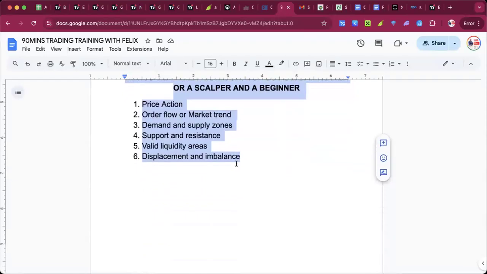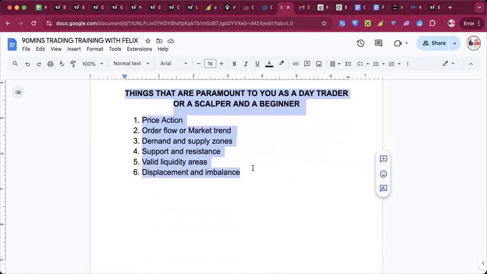I always mention a few things that are paramount to you as a day trader, scalper, and beginner. Keep your trading simple: price action, order flow, or market trend. When we talk about order flow, where is the market coming from? Where is it going to? Demand and supply zone, support and resistance, validity, liquidity areas, displacement and imbalance.